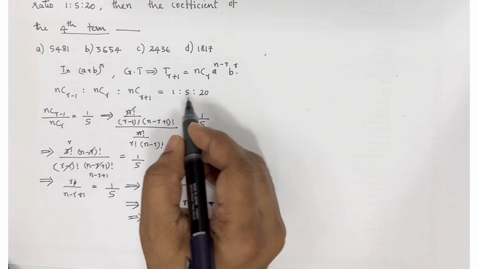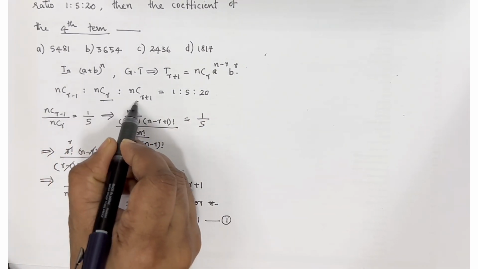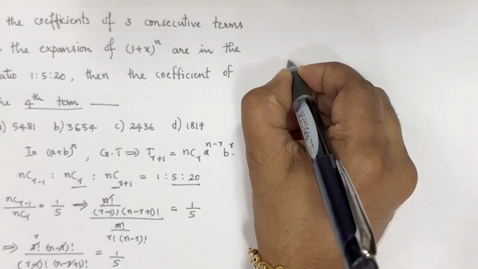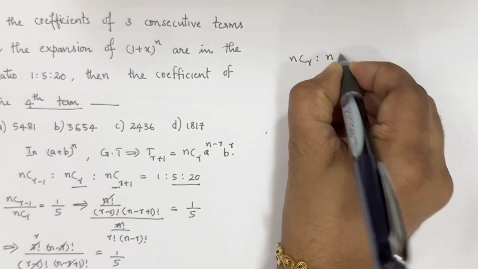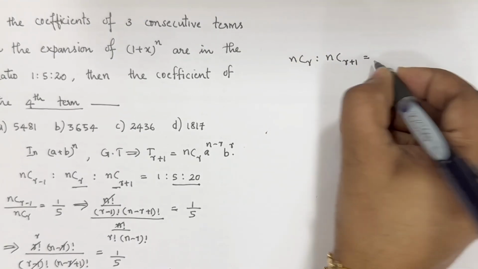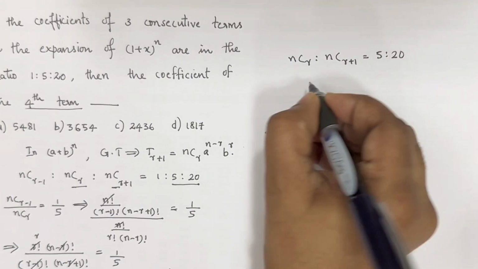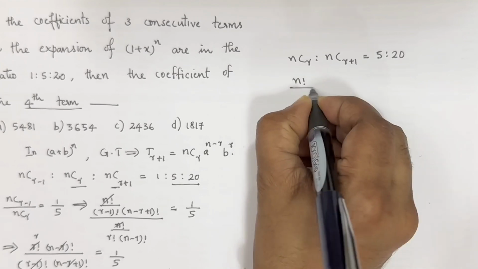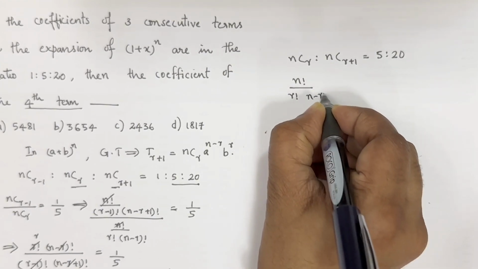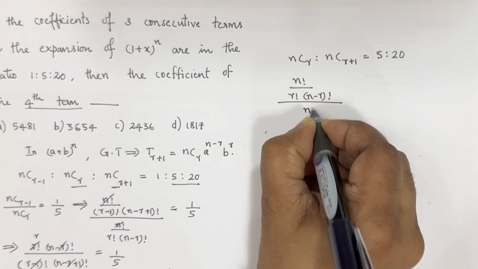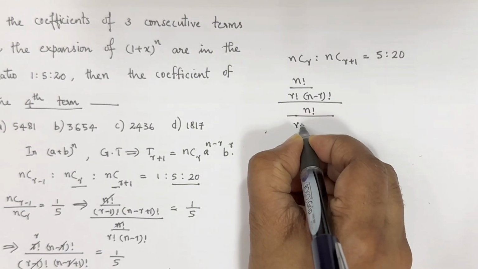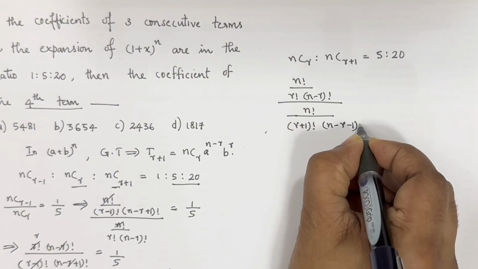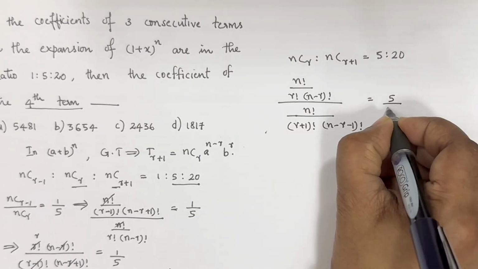In the same way, we will take the next two ratios, nCr and nC(r+1), and simplify it. That is, nCr is to nC(r+1) is equal to 5:20, the given ratio. That is, nCr means n factorial divided by r factorial into (n-r) factorial, whole divided by n factorial divided by (r+1) factorial into (n-r-1) factorial, that is equal to 5/20.